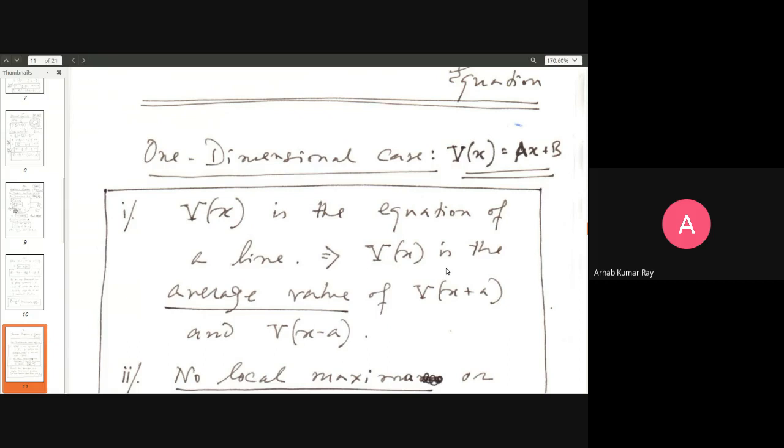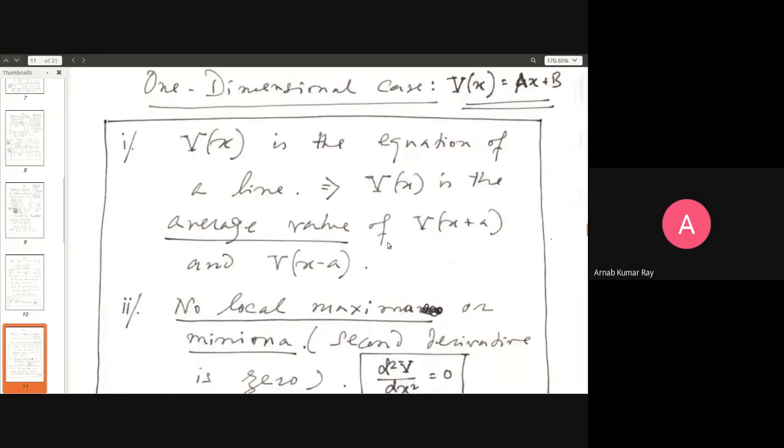If you have this equation here, V(x) is the equation of a line, and V(x) is the average value of V(x plus a) and V(x minus a). What do I mean by that? Consider a straight line that is passing through the origin. y is equal to x, a very simple example of a straight line, or v is equal to x if you want it that way. When x is equal to 0, v is equal to 0. When x is equal to 2, v is equal to 2. When x is equal to 1, v is also equal to 1.